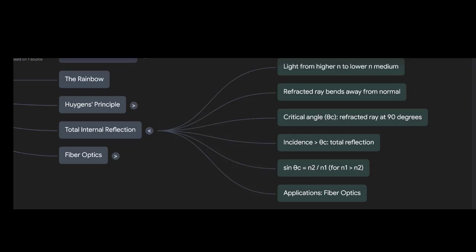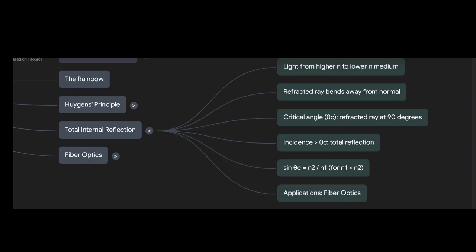Okay, and what if you go beyond that angle? Make theta_1 even bigger. Then something amazing happens. Snell's law would require sin θ₂ to be greater than 1, which is mathematically impossible. Right, sin only goes up to 1. So the light cannot refract out. There's no angle it can exit at. Instead, 100% of the light is reflected back into the first medium. Total internal reflection.